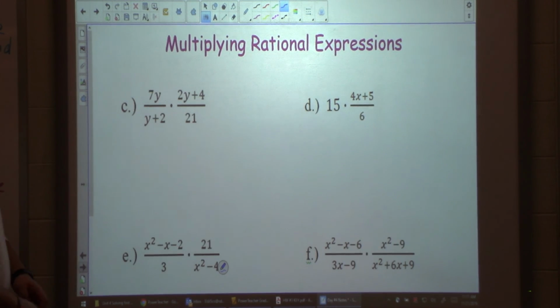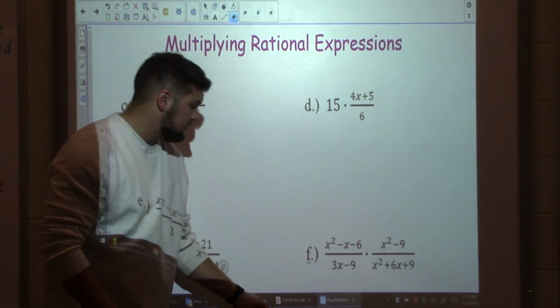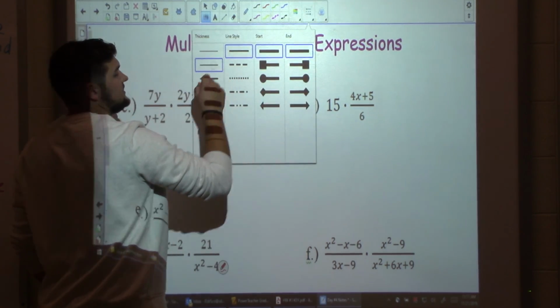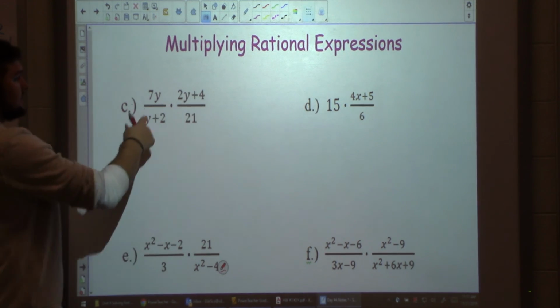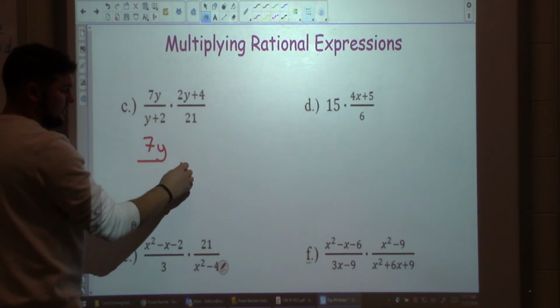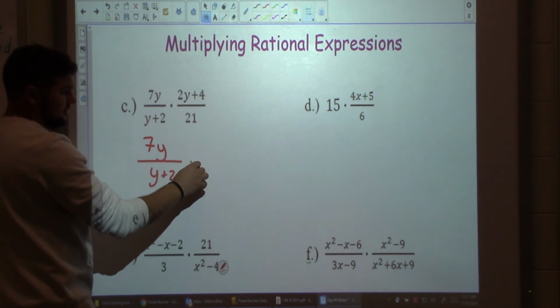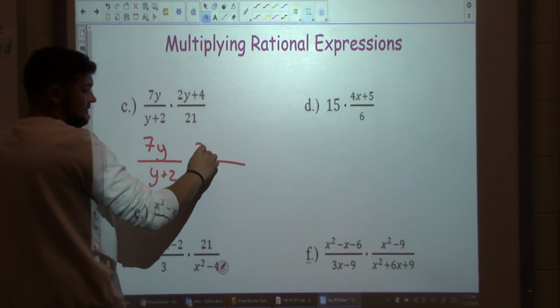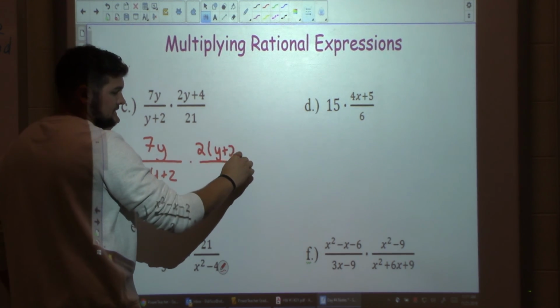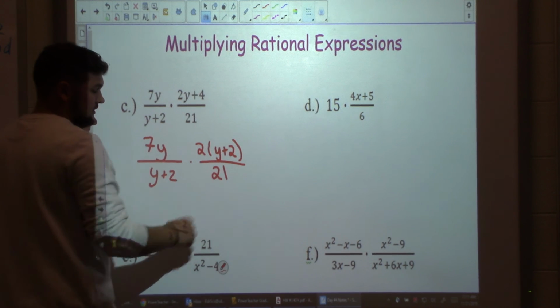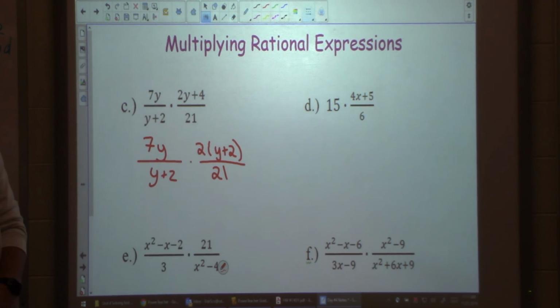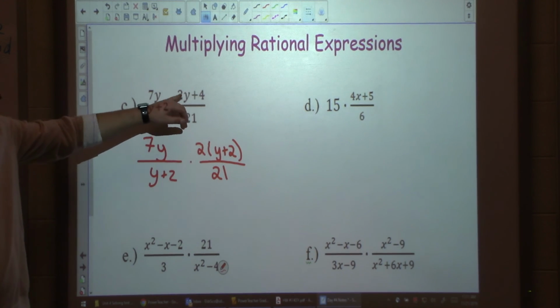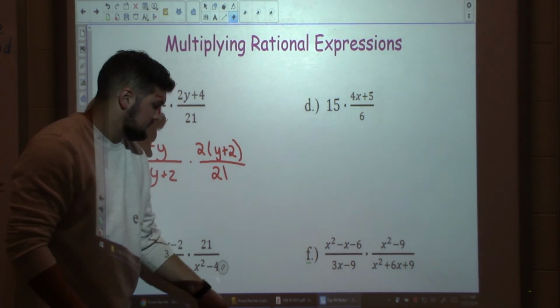7y over y plus 2 times 2y plus 4 over 21. Same thing. Factor first. I can't factor 7y. I can't factor y plus 2. I can factor my numerator though. I can take a greatest common factor out of 2y plus 4. I can take a 2 out of both. It becomes 2 times y plus 2 over 21. Factor first. Take the GCF out. That's the only thing that factored there.